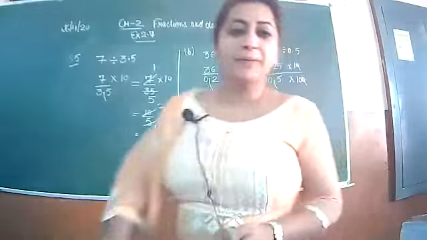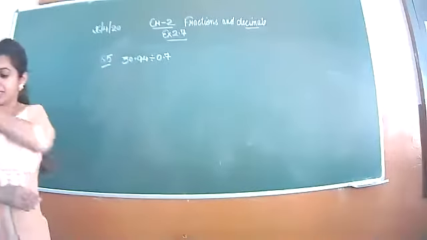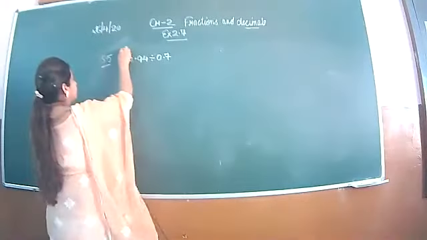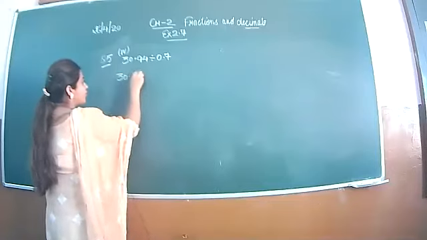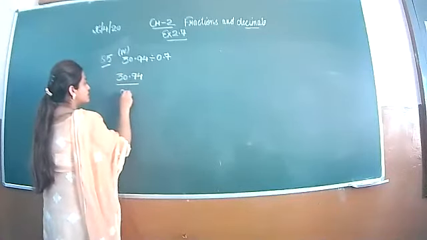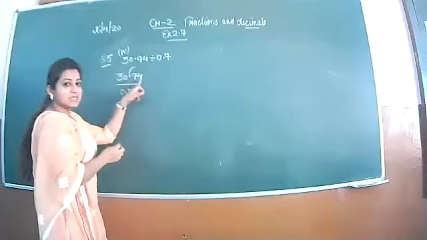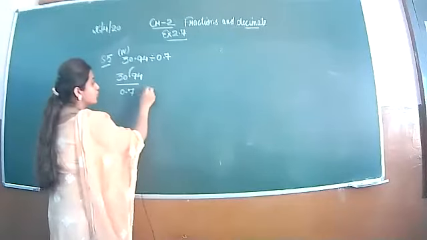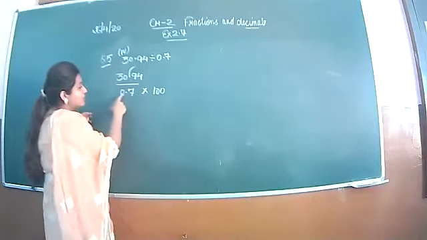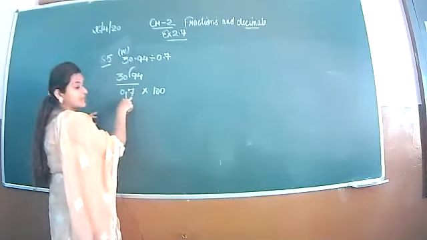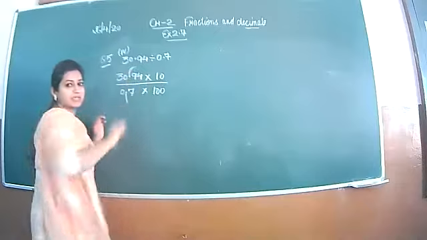Is it okay? Now the next part is, beta, the fourth part I am discussing. In this you have to divide 30.94 with 0.7. When you remove this decimal, after the decimal 2 digits are there, so in the denominator you will write 100. In the denominator we have 0.7. After the decimal 1 digit is there, so you will put 10 in the numerator.